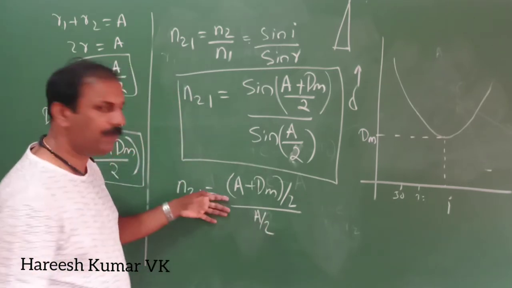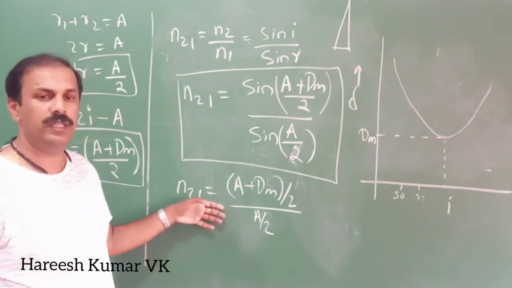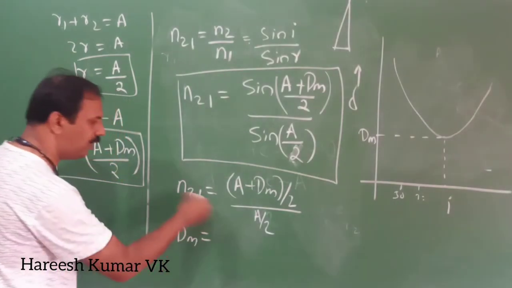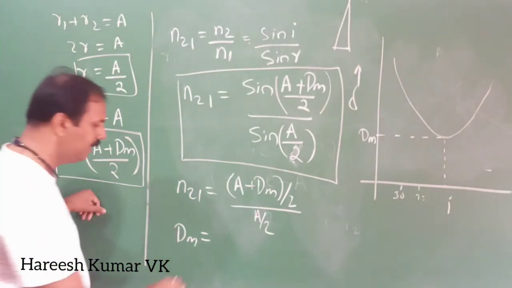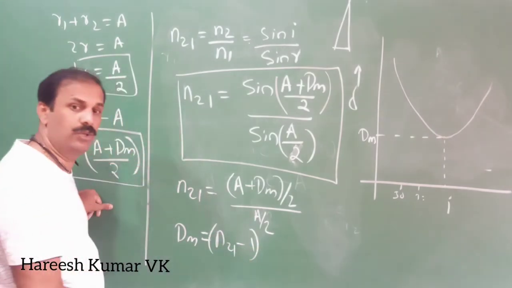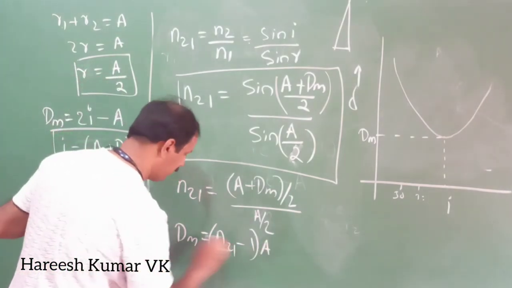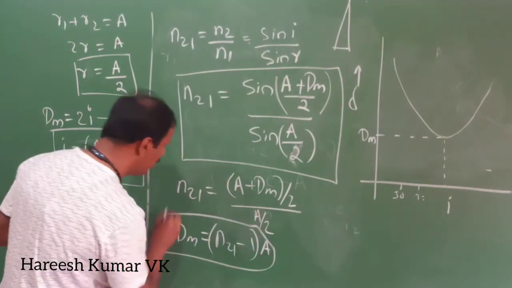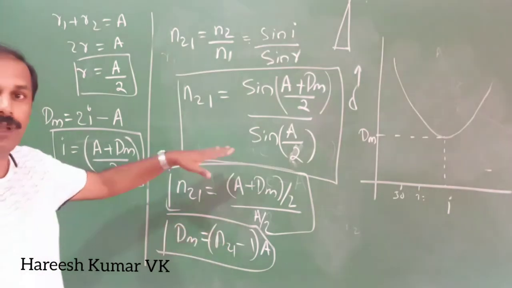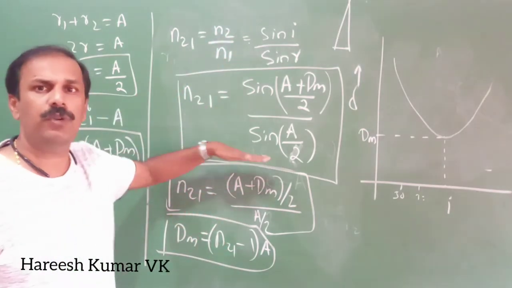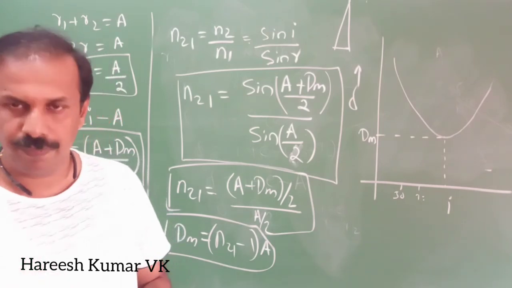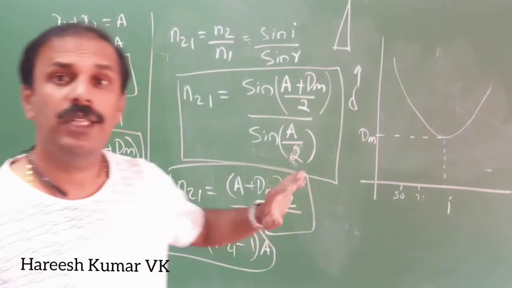So you see here, this is applicable for small angle prism only. On rearranging, for a small angle prism you can write dm is equal to (n21 minus 1) into A. So this is applicable for small angled prism only. For all prisms, up to here it is right, and this last one is applicable only for small angled prisms. So this is how the prism works.